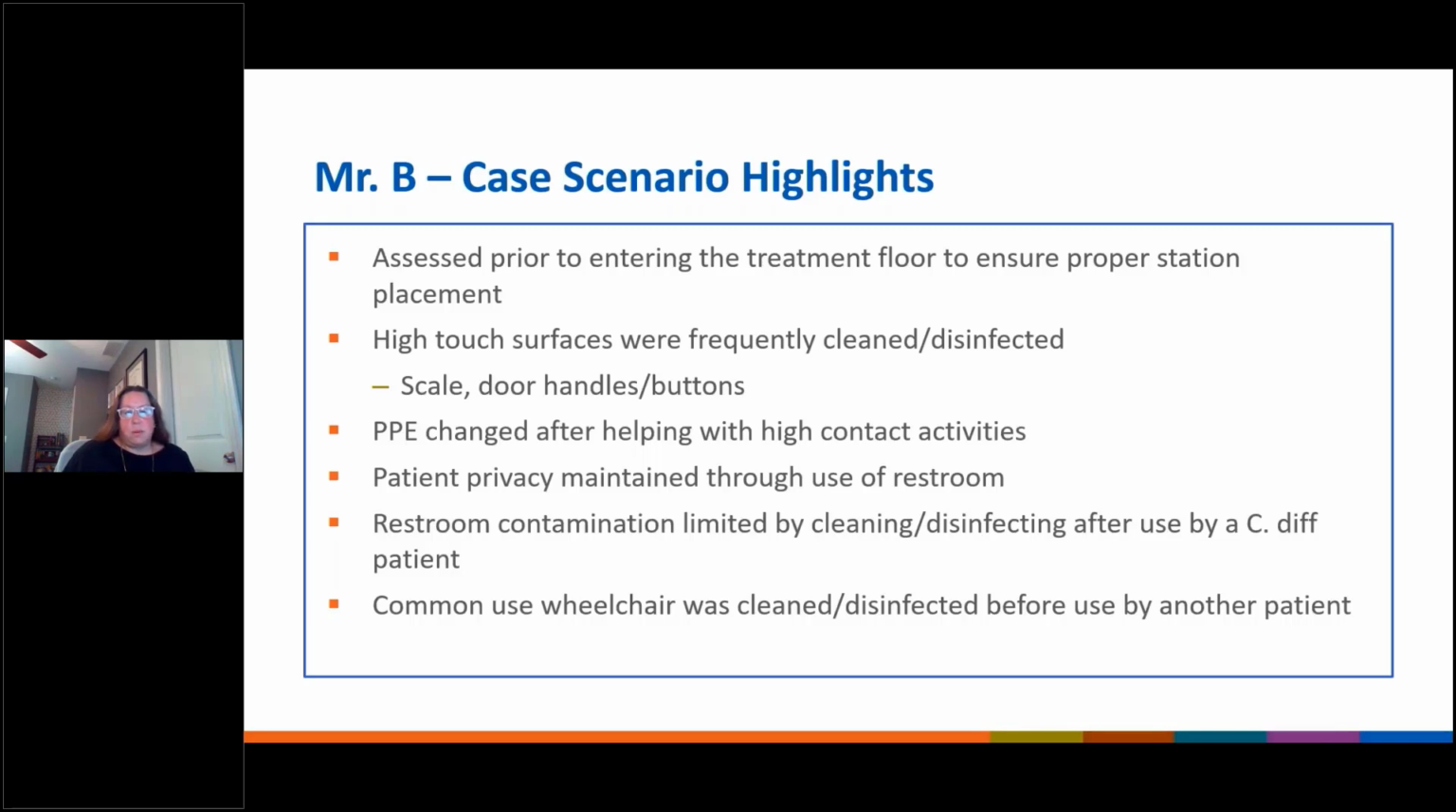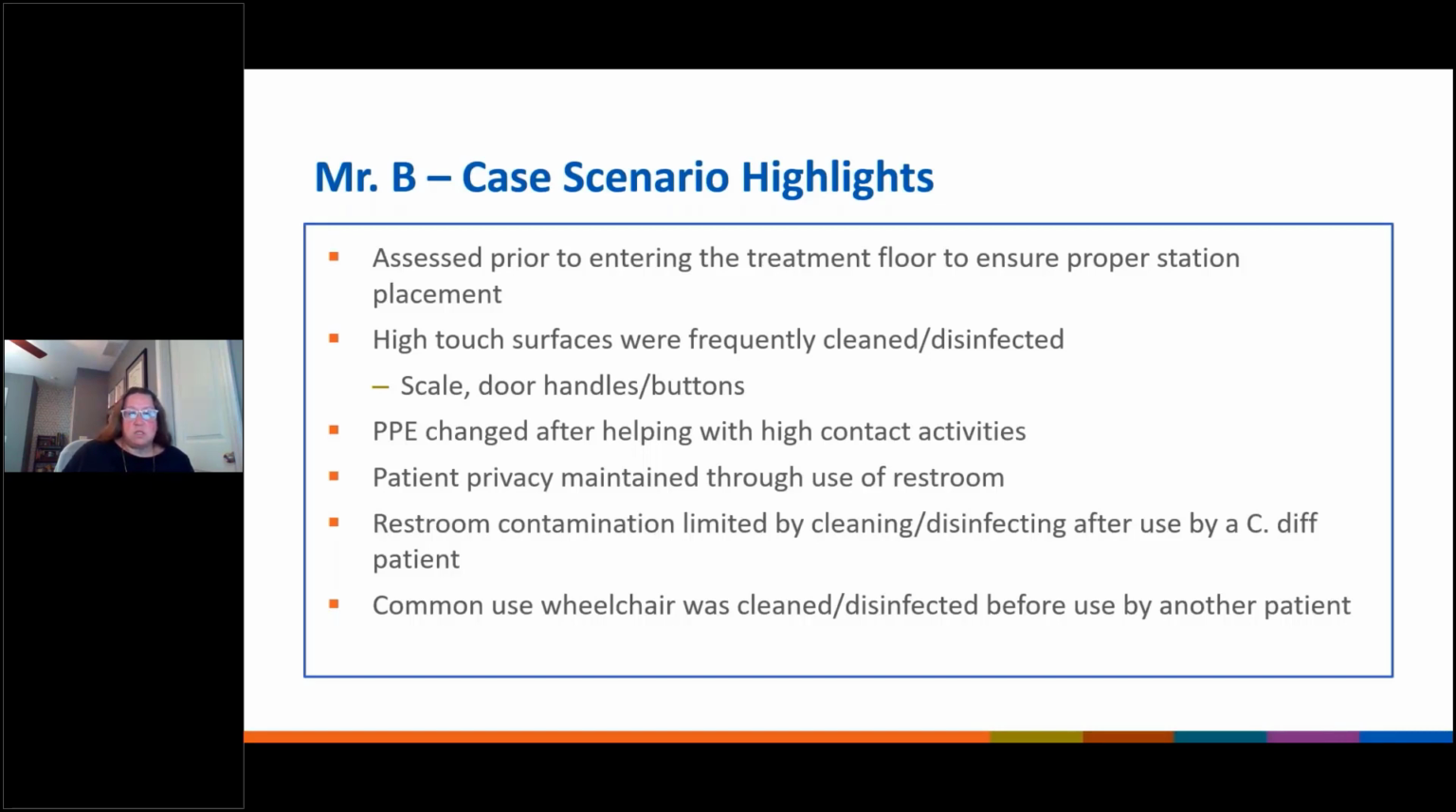With proper infection prevention practices and environmental cleaning, the C. diff spore cannot easily contaminate the environment, and potential transmission to other patients and staff is stopped. So some of the good infection prevention practices that occurred in this scenario include that the patient was assessed prior to entering the treatment floor, ensuring that the proper station was selected for him.